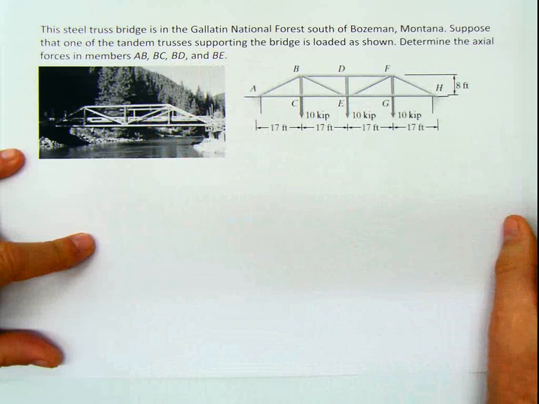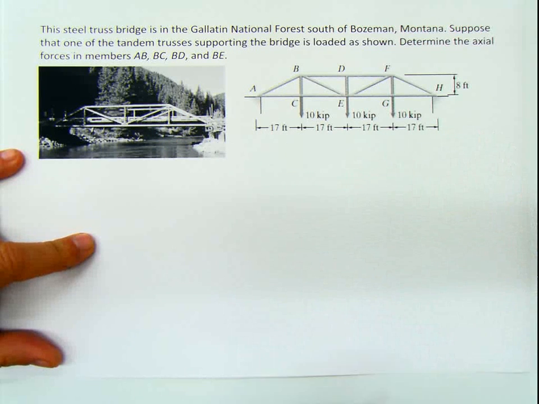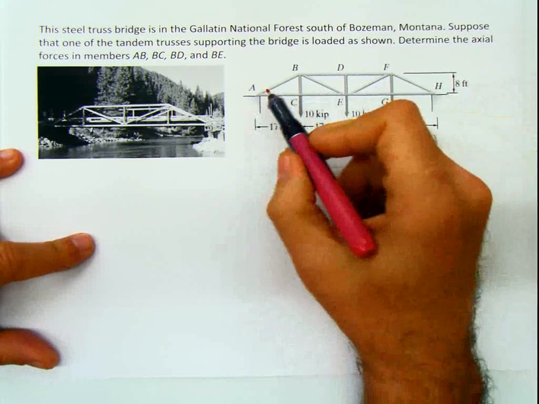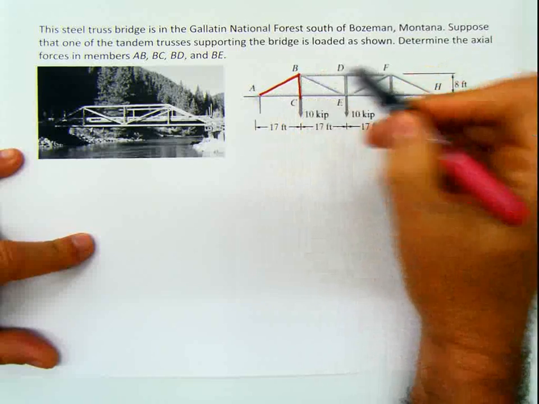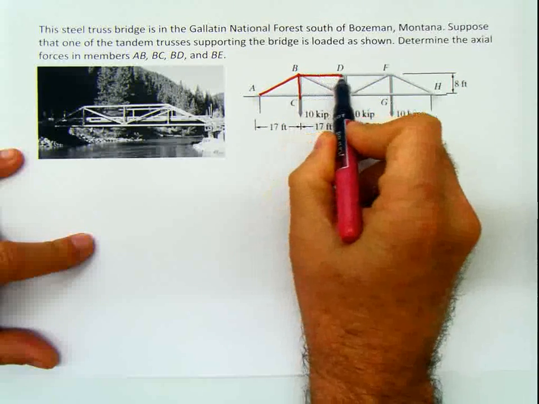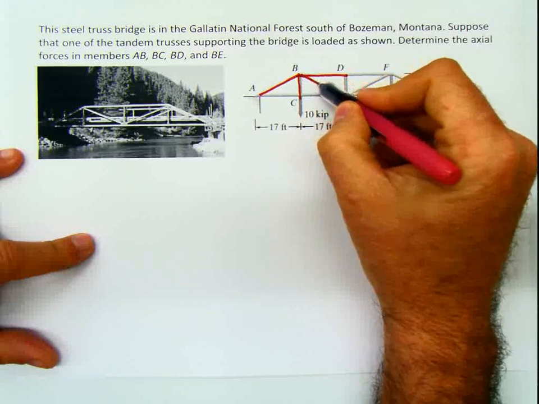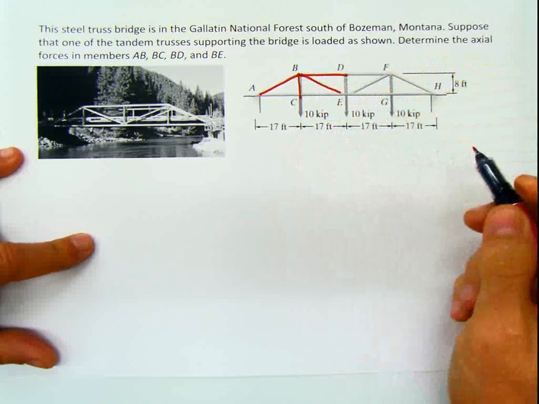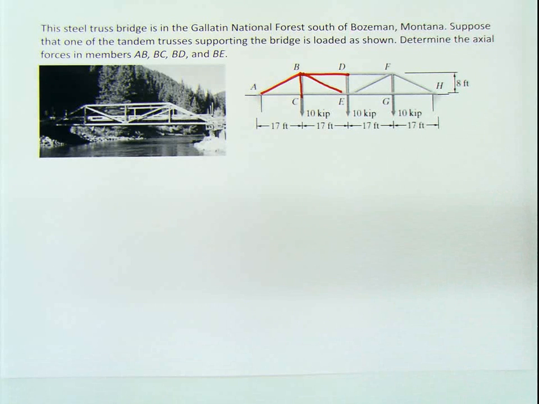First of all, we don't have to solve all the members. In a real life situation, of course, you need to do everything, but this is an academic problem, so the only thing that we are asked to calculate is this member AB, this member BC, BD, and BE. How are we going to do that? Well, it depends on what approach we want to take.